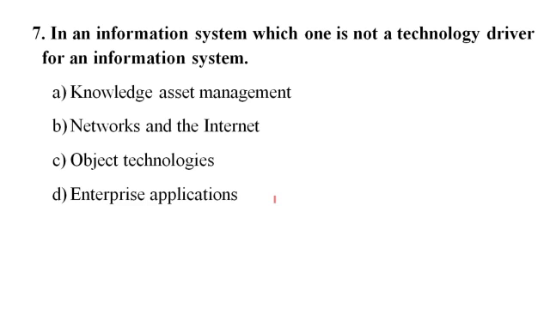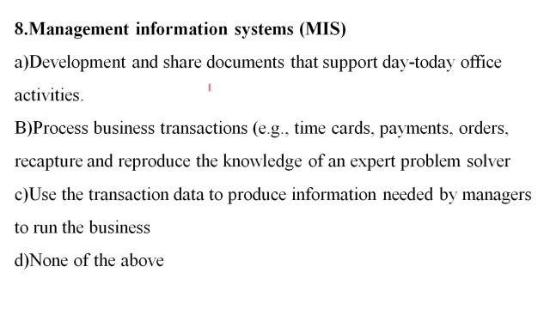It states that Management Information System (MIS) options are A, develop and share documents that support day-to-day office activities, B, process business transactions, example time cards, payments, orders, recapture and reproduce the knowledge of an expert problem solver, C, use the transaction data to produce information needed by managers to run the business, and D, none of the above. So the right answer is option C. The transaction data is used to produce information which is needed by the management to run the business. That's exactly what the MIS is going to collect. So the right answer is option C. Next, we'll move on to the ninth question.